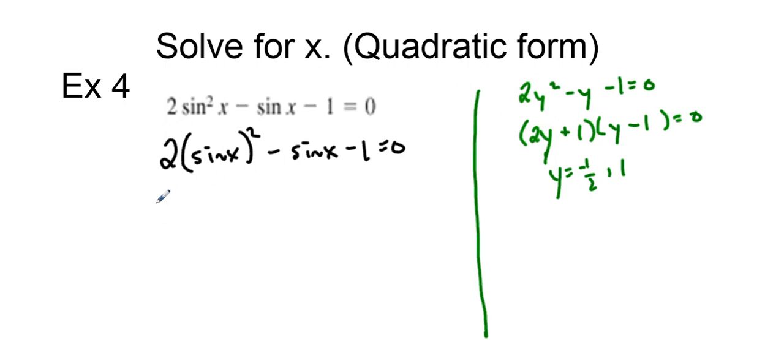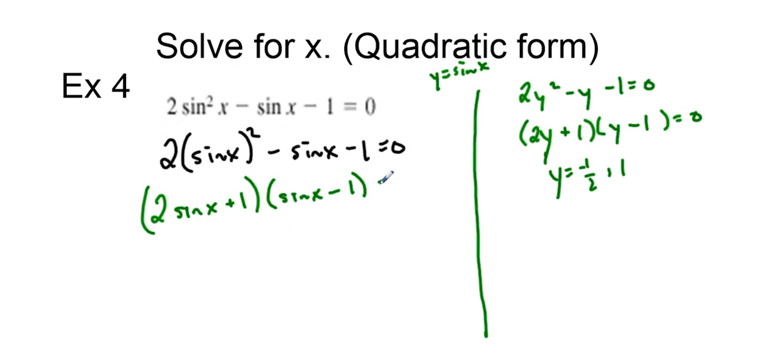We would have 2 sine of x plus 1. If I would factor this just the way we had over here, just pretend that the y's actually equal the sine of x. We're just using a little substitution, and we're going to multiply that by sine of x minus 1, and that's going to equal 0.